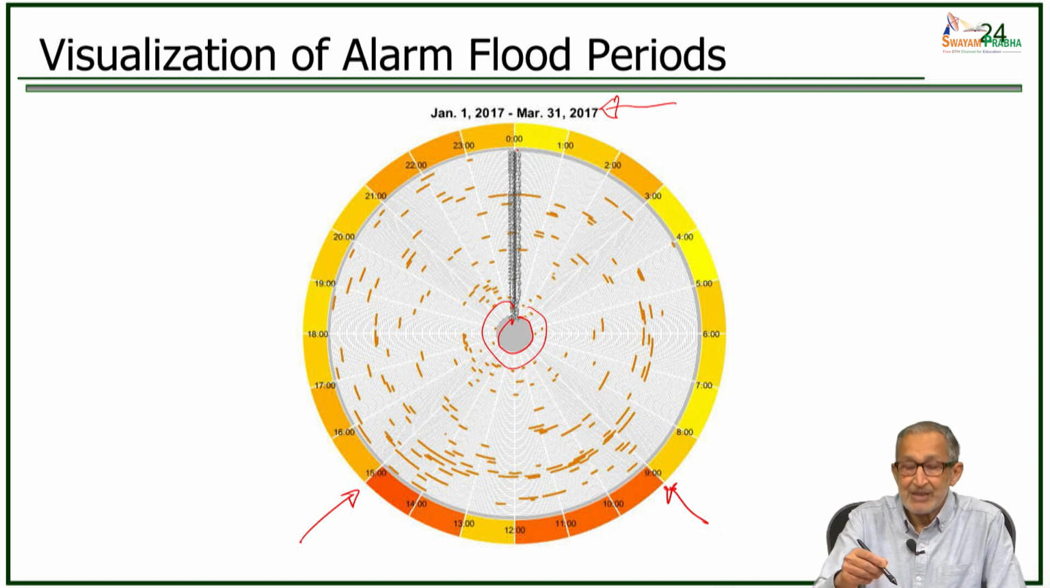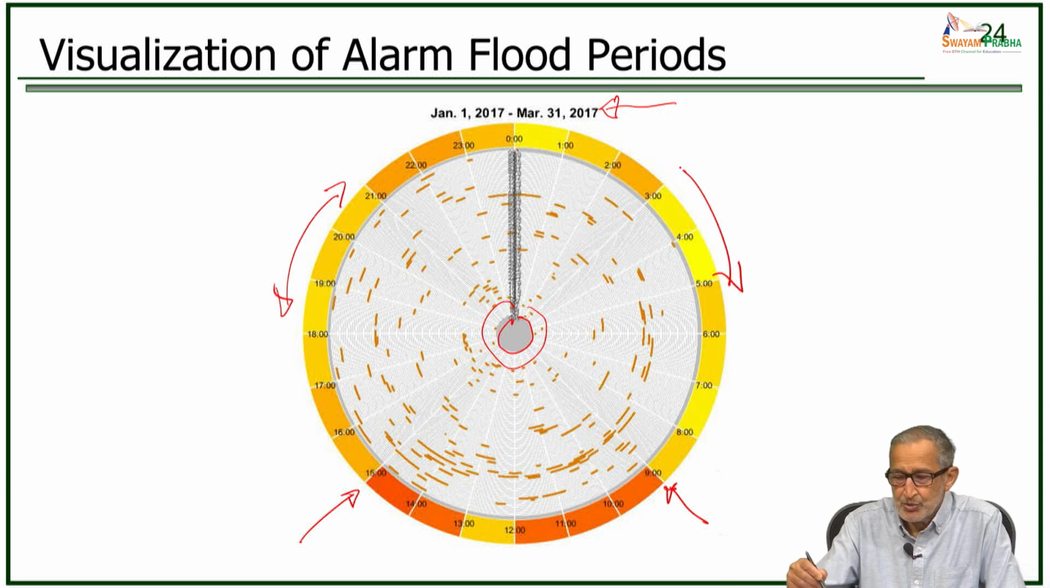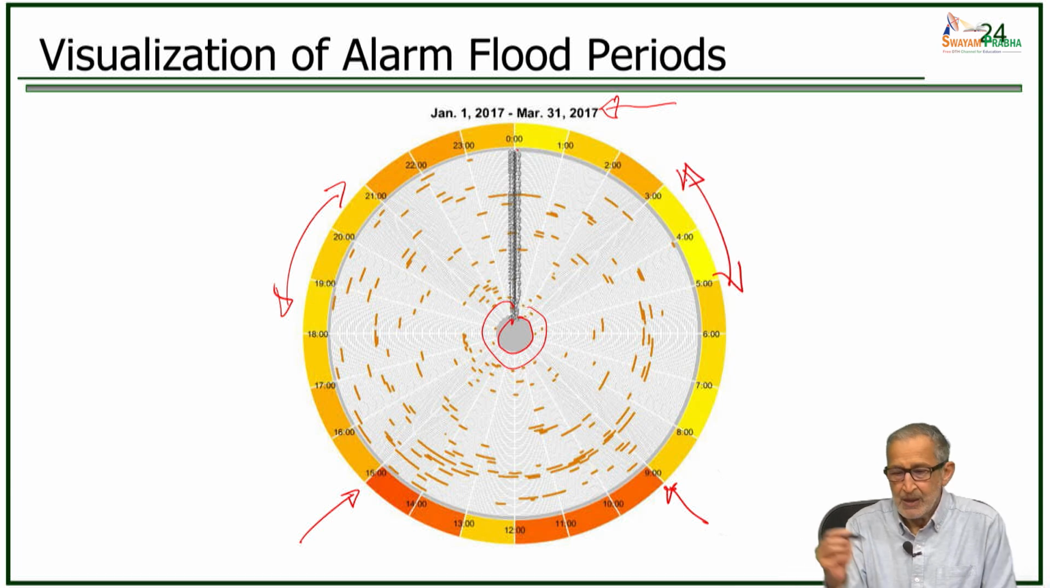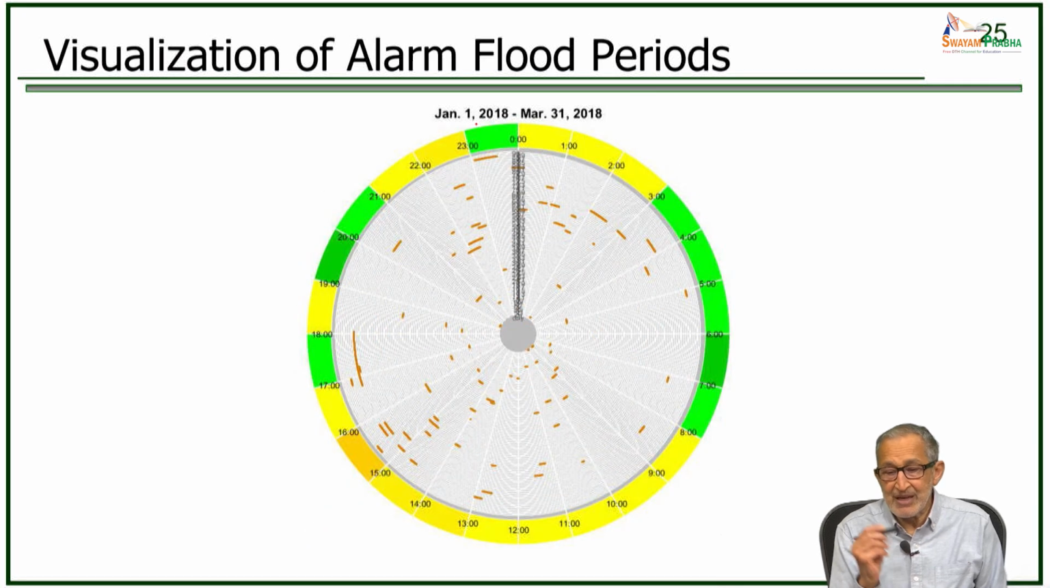Whereas during the night time of operation you have fewer number of alarms. Here too you have fewer number of alarms. Here too you have fewer number of alarms. This data was collected in 2017 between January 1st and March 31st. If we look at the same data over the same 3-month period, but in year 2, in 2018, after a number of changes were made to the plant, we obtain a much better picture.